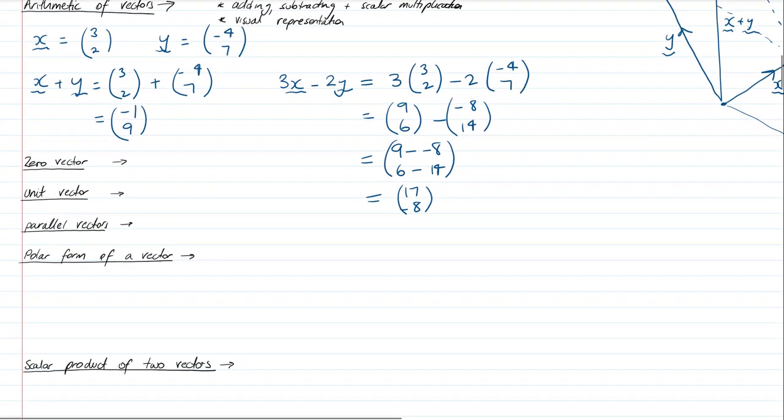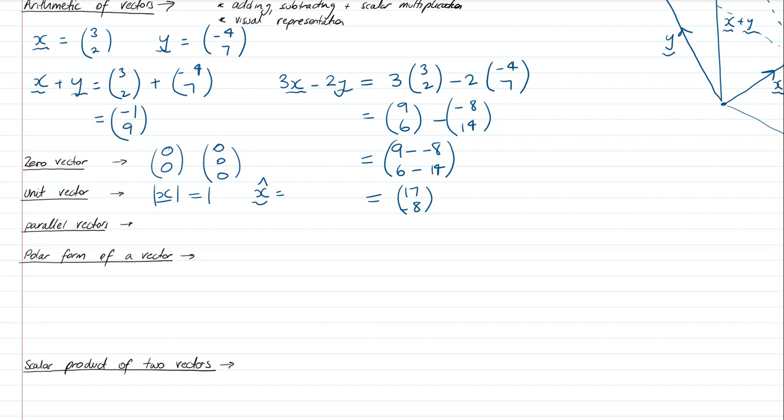And you'll also need to be aware of the 0 vector, which is just 0, 0 in 2 dimensions, or 0, 0, 0 when we get to the 3-dimensional vectors, so you know that. And a unit vector is a vector such that the magnitude equals 1, and the unit vector for x is written as x hat, and it has a magnitude of 1, and x hat is equal to x divided by the magnitude of x.